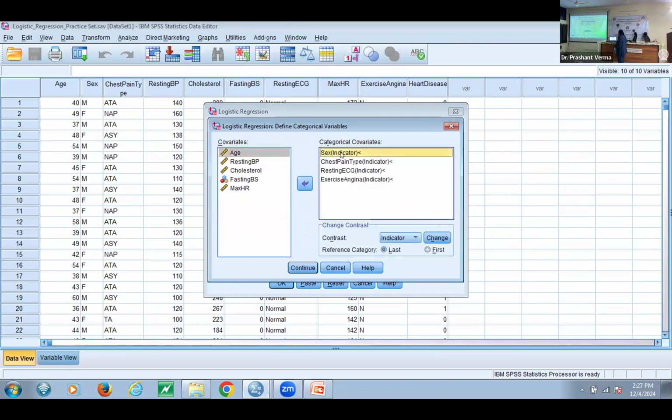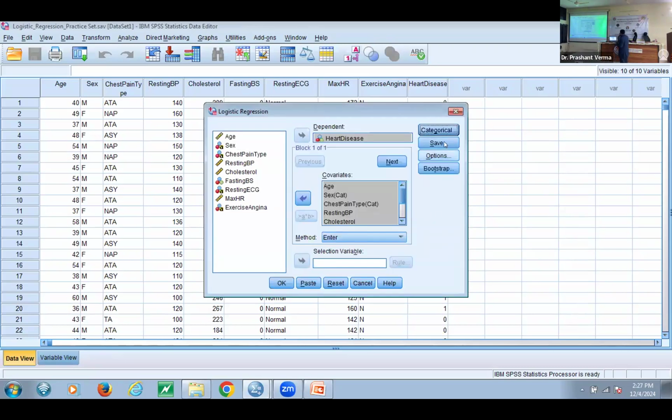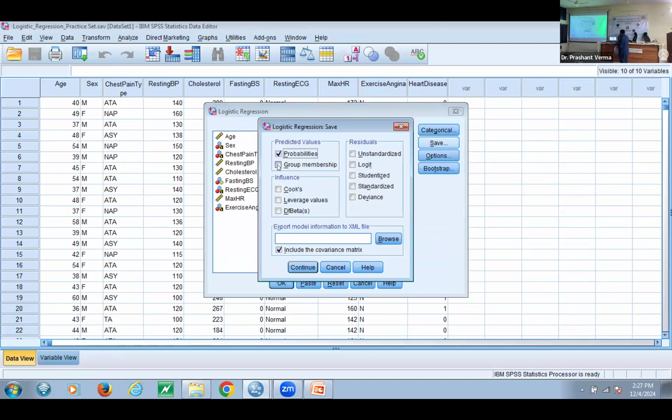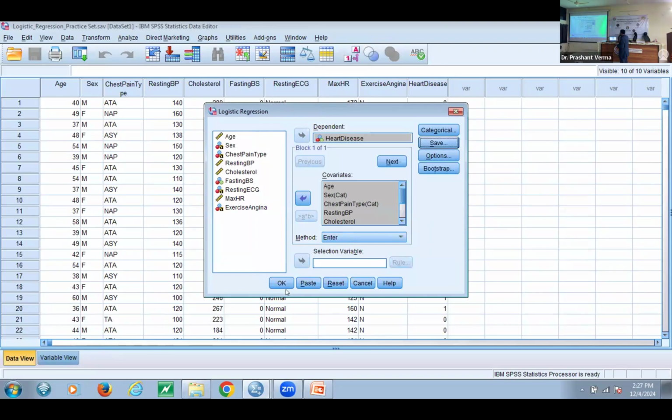Okay, gender is there. There is an option to select what reference category you want. You want the probabilities of that particular event with respect to male, or with respect to female, in comparison to male or in comparison to female. So first we will run it by default, and we will save the probabilities and group membership here, as was mentioned in the PPT.